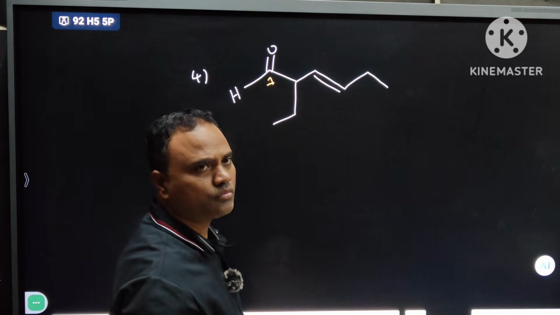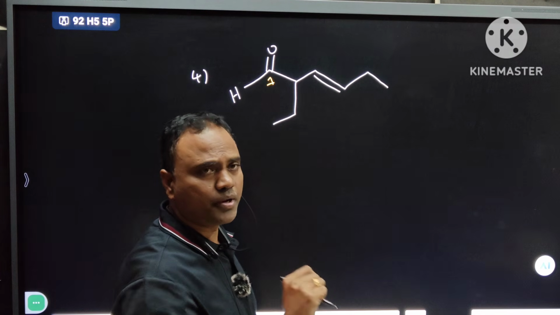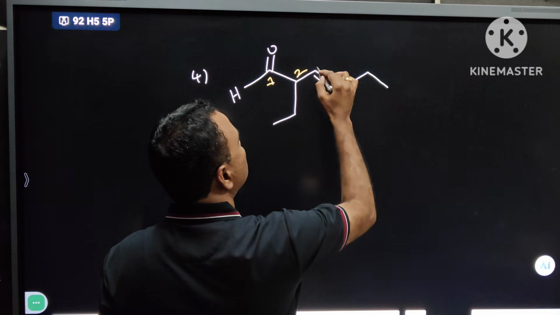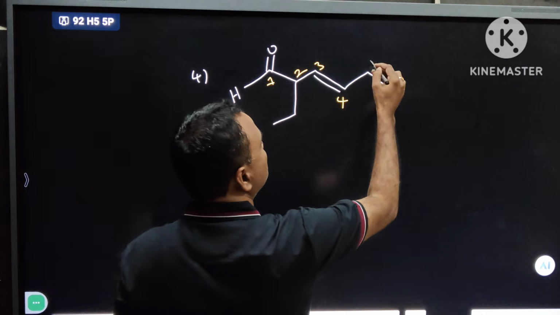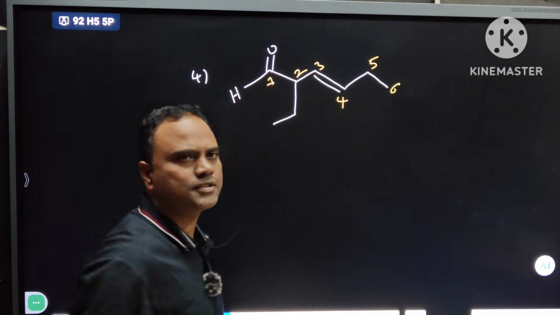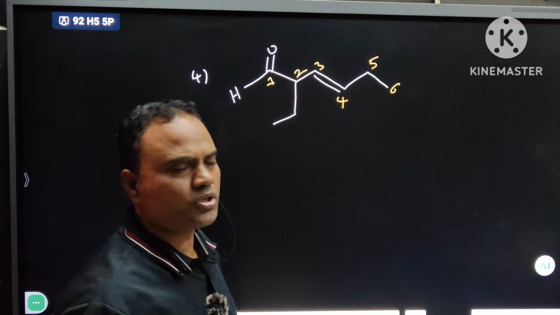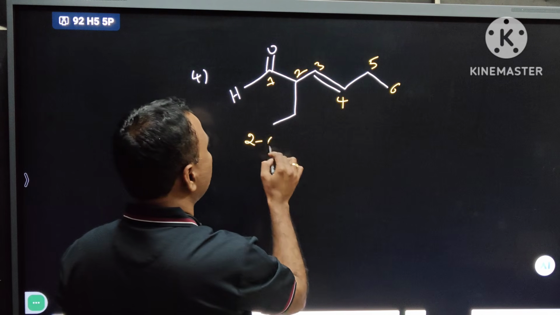One functional group carbon should get high priority. 1, 2, 3, 4, 5, 6. First mention the name of the substituent: 2-ethyl.